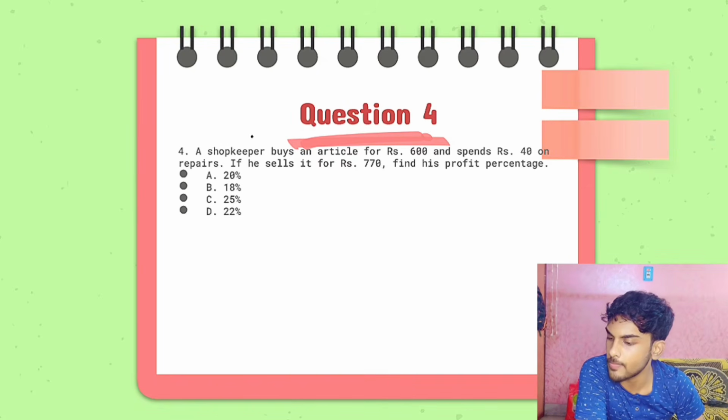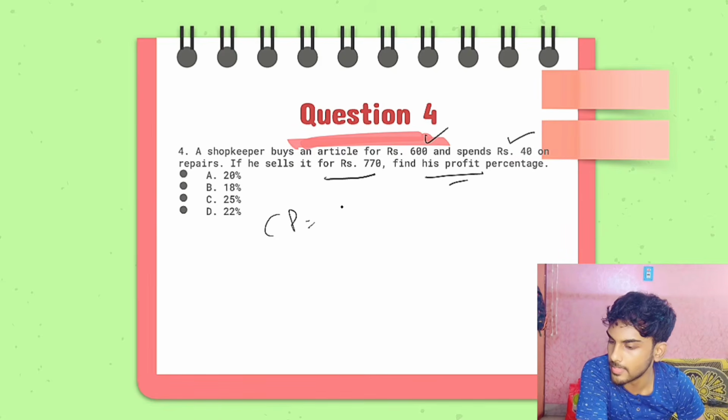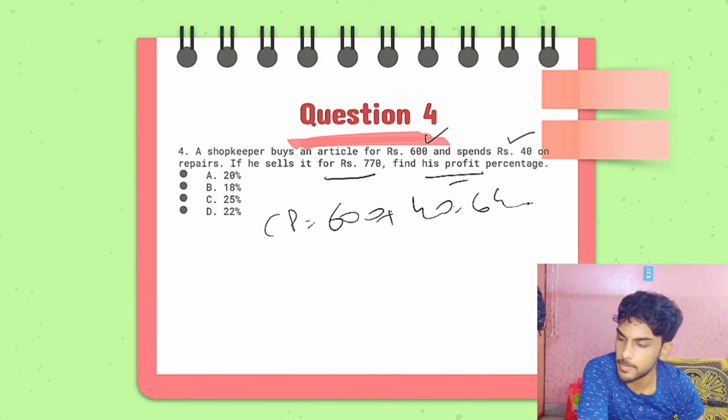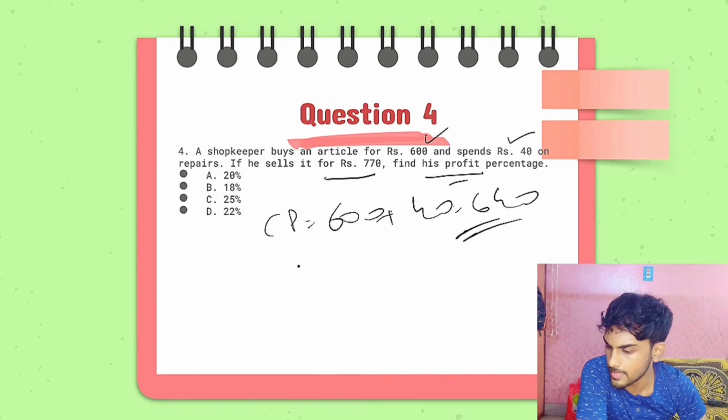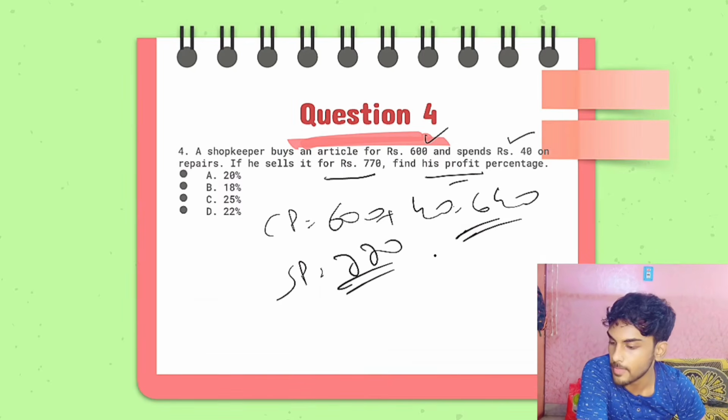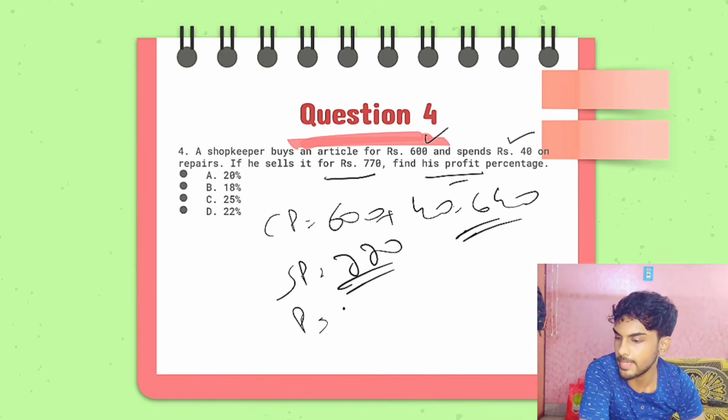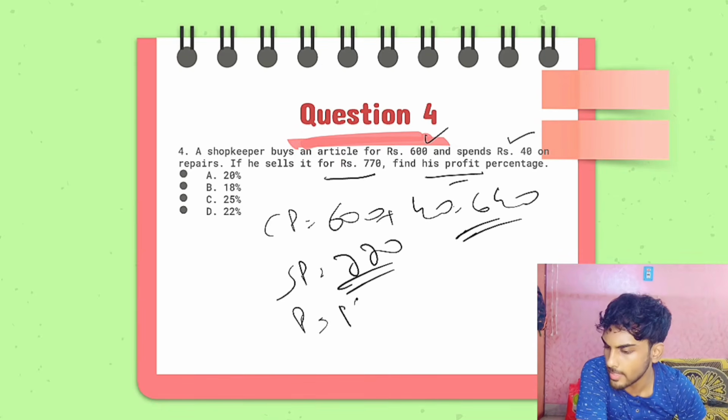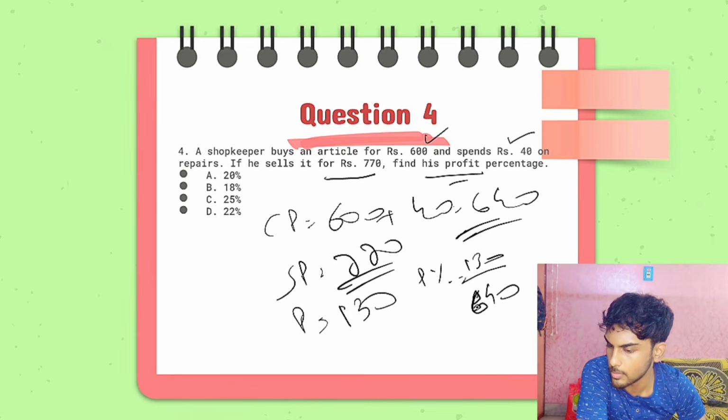Very simple once again. The cost price here becomes 600 plus 40, so the total cost price is 640 and the selling price is simply given as 770. We need to find out the profit percent. We already know profit means SP minus CP, so SP minus CP here is 130. Now profit percentage is equal to 130 by the cost price, which is 640, into 100%.